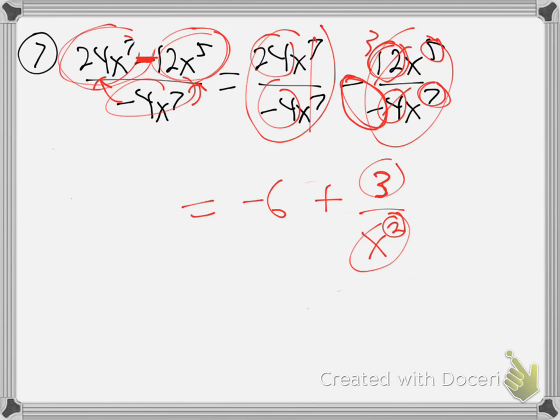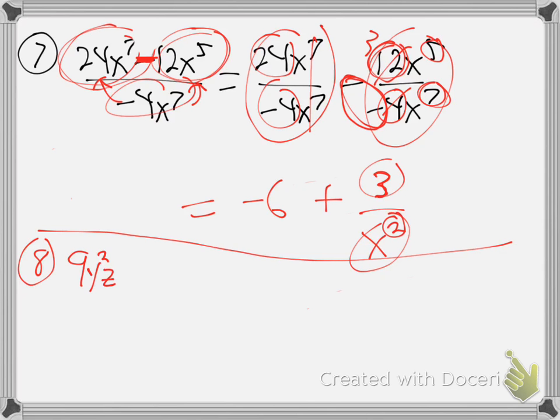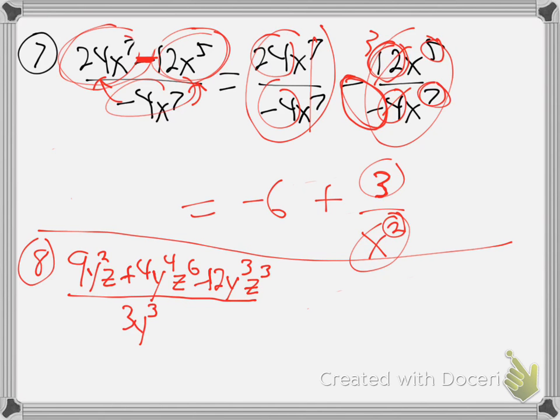All right, number 8. Ooh, that's a big ugly one. So number 8. 9y squared z plus 4 y to the 4th z to the 6th minus 12 y to the 3rd z to the 3rd all over 3 y to the 3rd z to the 5th. Okay.